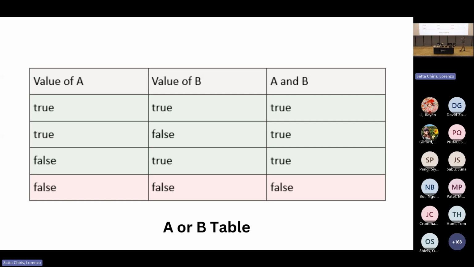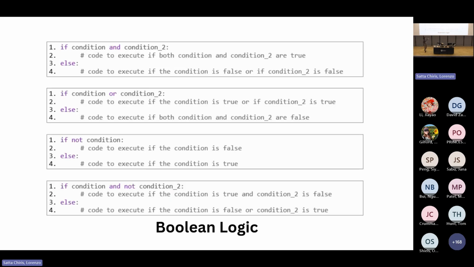So we saw three Boolean operators, logical operators. So not, the opposite, and, both have to be true, and or, one or both has to be true. And you can see how they work in code. In Python, it's just English. So if A and B, or if A or B, or if not B, or condition.